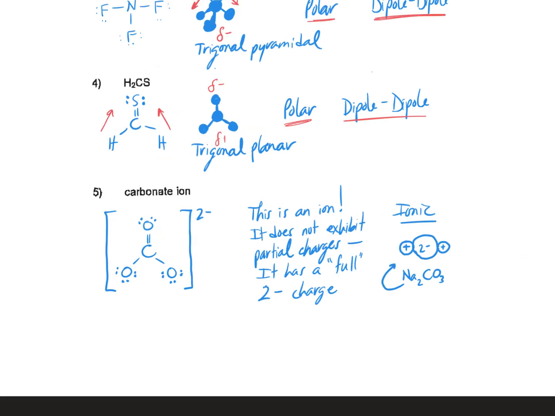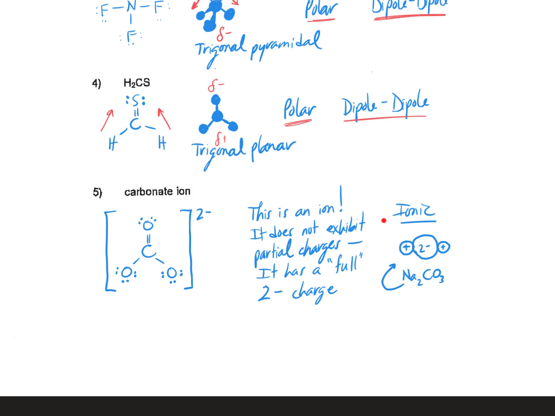Okay, with the carbonate ion, this is going to be a little bit unusual, okay? I'm not even defining what shape it is. By the way, it would be trigonal planar. But this structure here has a full 2 minus charge. I'm calling it a full charge because in this case up here, with these dipoles, we've got a partial negative, let's say, and a partial positive charge there. Okay, here we've got a full 2 minus charge. This is an ion, okay?